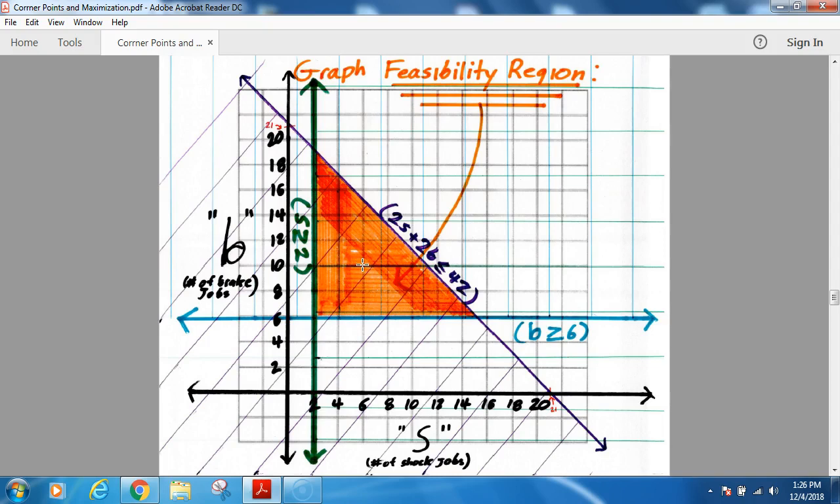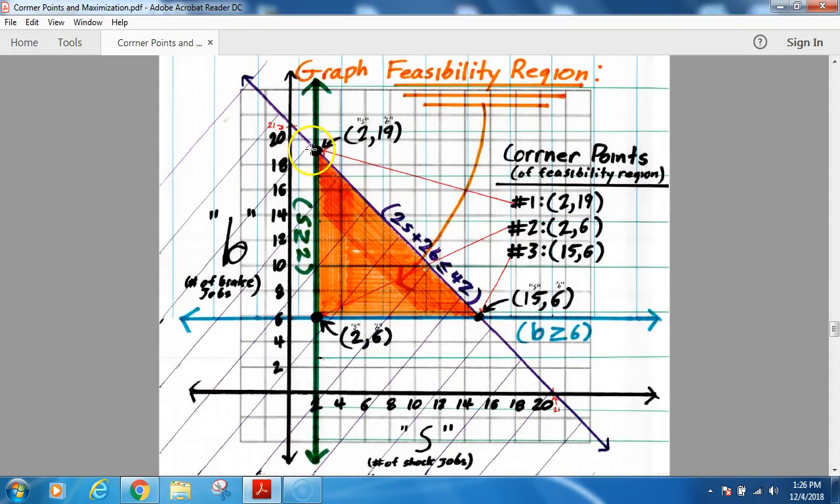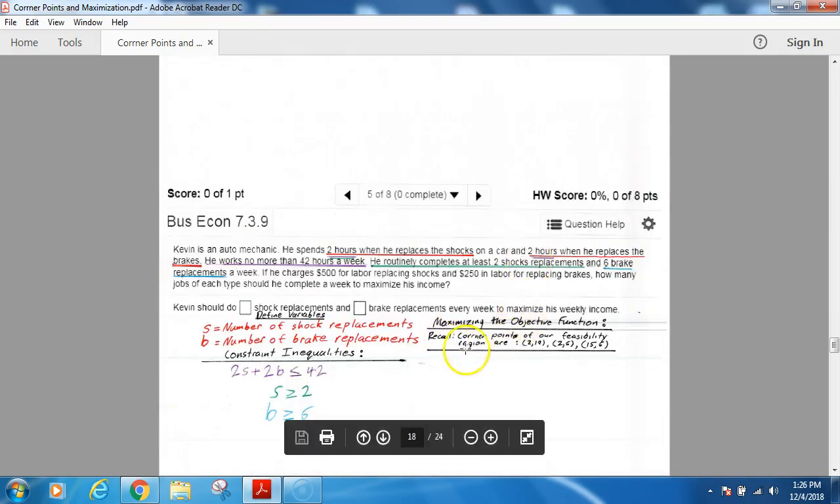Now, back to the original problem. The whole point of coming up with this feasibility region is because we want to identify the corner points of it, because that's how we're going to figure out what the maximum value is of our income, or our objective function. All right, so next thing we want to do is identify corner points of the feasibility region. Corner points, you guys know, or hopefully, are just the corner points right here. Since our feasibility region is a triangle, we have 3 different corner points. All right, so that was the whole point of all that, and of course, we need to remember those corner points right here, right?